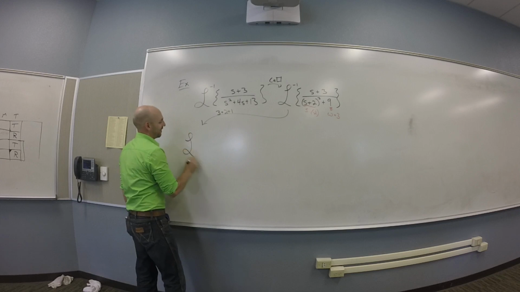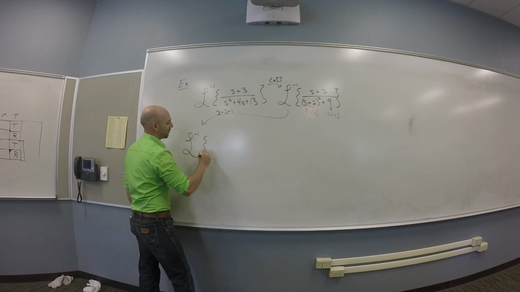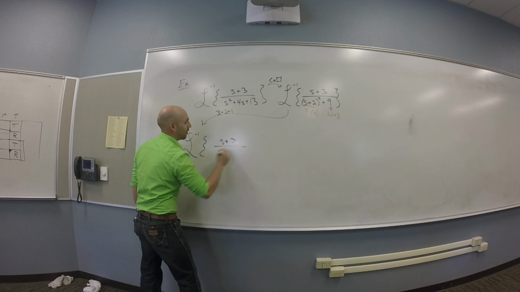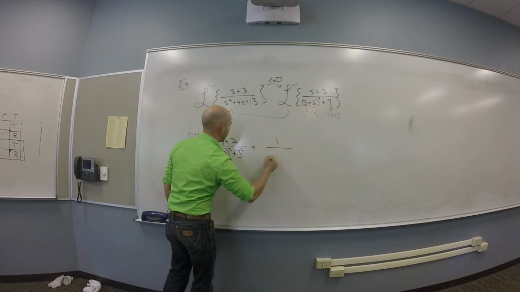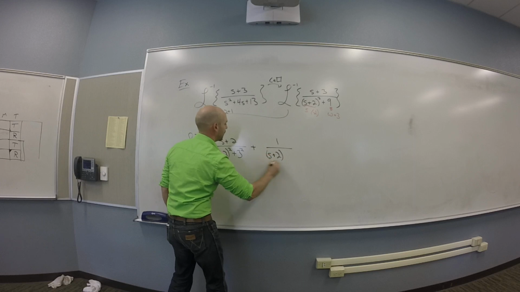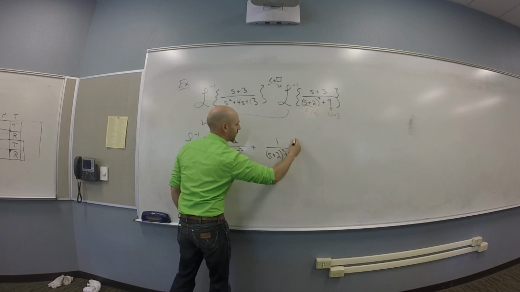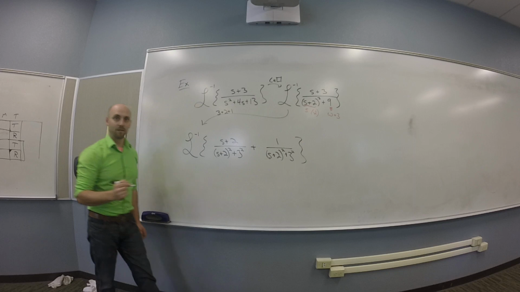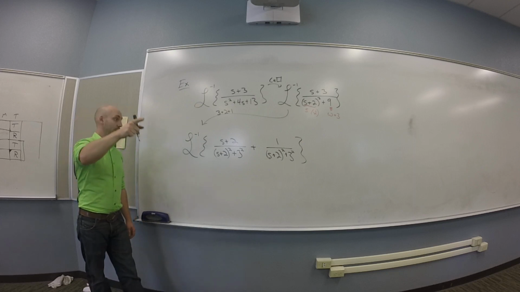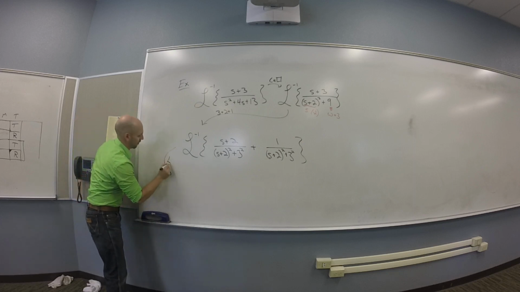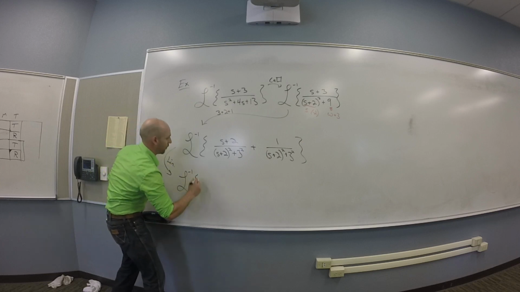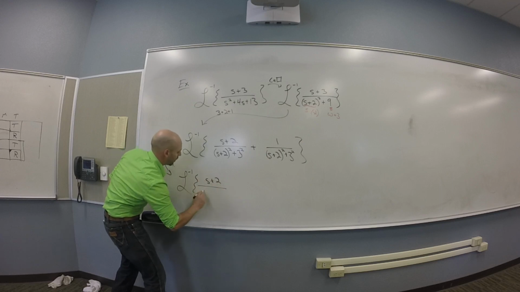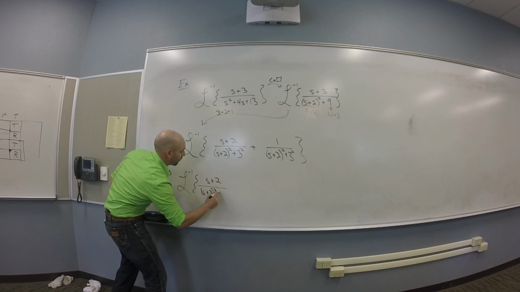Right? So you now have the inverse Laplace transform of (s plus 2) over ((s plus 2) squared plus 3 squared) plus 1 over ((s plus 2) squared plus 3 squared). And then separate across the plus side. Good. Now use linearity. So you get the inverse Laplace transform of (s plus 2) over ((s plus 2) squared plus 3 squared).